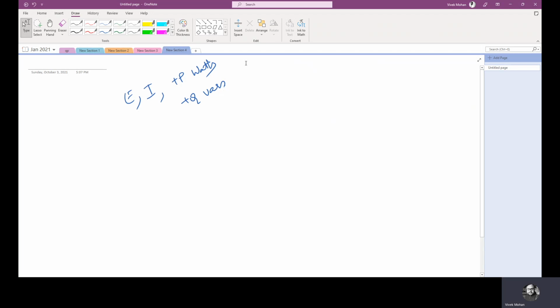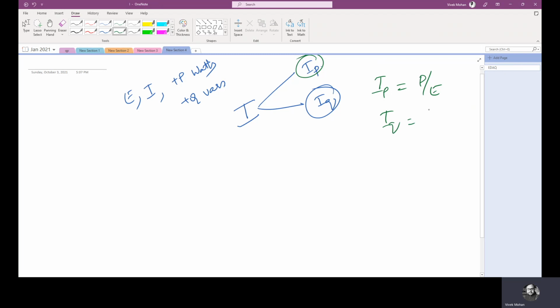The current I can be decomposed into two components. One is IP, another one is IQ. One is in phase and another is in quadrature. IQ is in quadrature and IP is in phase. So IP can be written as P by E, IQ can be written as Q by E.